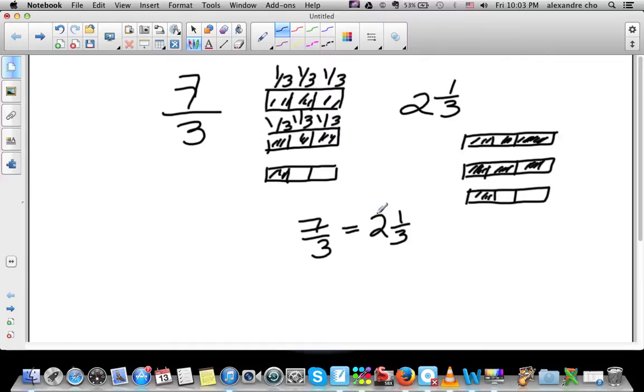So if you were to change 7/3 to a mixed number, 3 goes into 7 2 times, 1 left over, and denominator of 3. And if you were to change the mixed number 2 and 1/3, you would multiply the 3 and 2 right here. 3 times 2 is 6, plus 1 is 7, and 7/3. So both sides are equal to each other. You could have proven this 2 ways, either changing them or using pictures. So 7/3 and 2 1/3 have equal value.